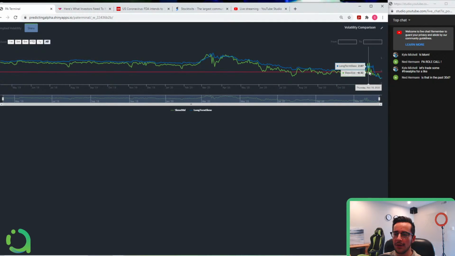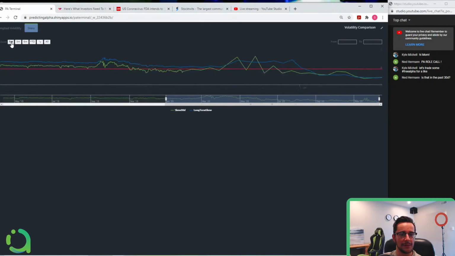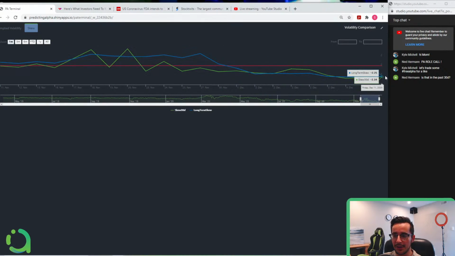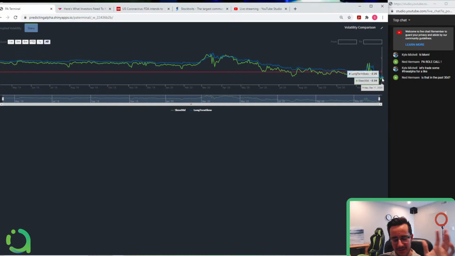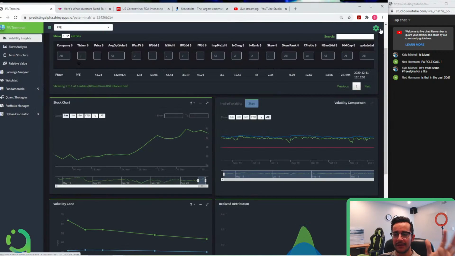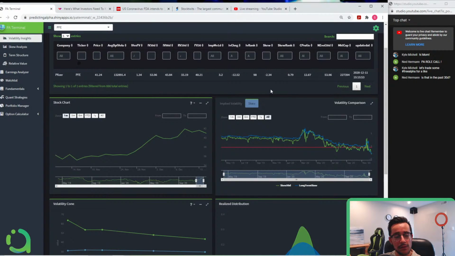But as we move forward and as this vaccine news came out, look at this. Let's zoom in on 1 month. Boom. Down below the line, we now have skew extremely to the call side, more than we have seen in the last 2 years for Pfizer. So the market is extremely bullish on this thing, saying the risk is that big pop. If we disagree, we could structure something out to express that view.